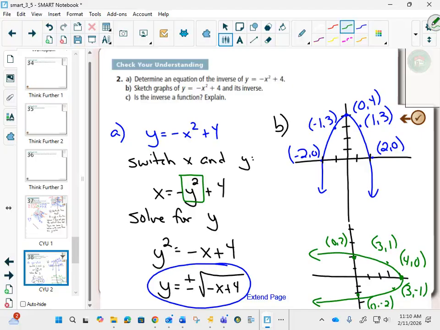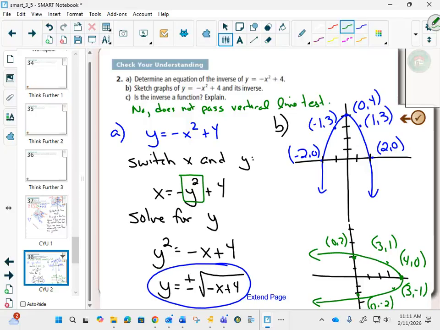I'm going to do a couple of things, but first we'll quickly answer part C. Is the green one, which is the inverse, does it pass the vertical line test? No. There are lots of x values that have more than one y value.